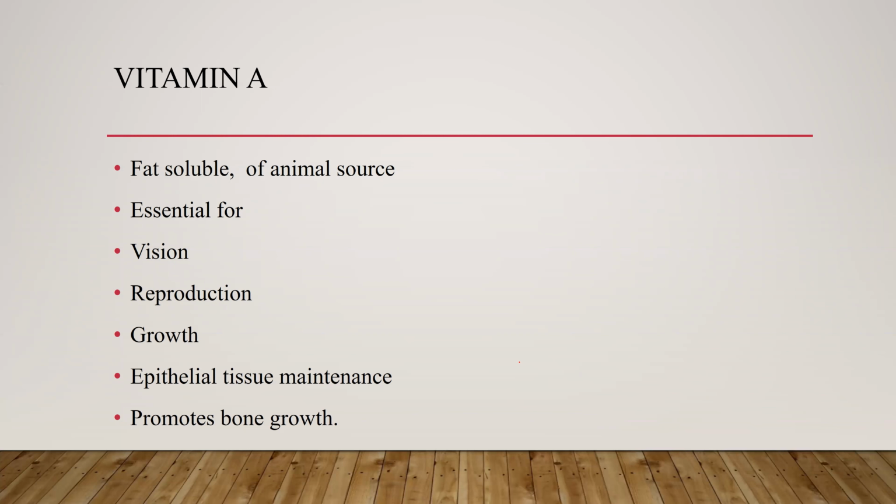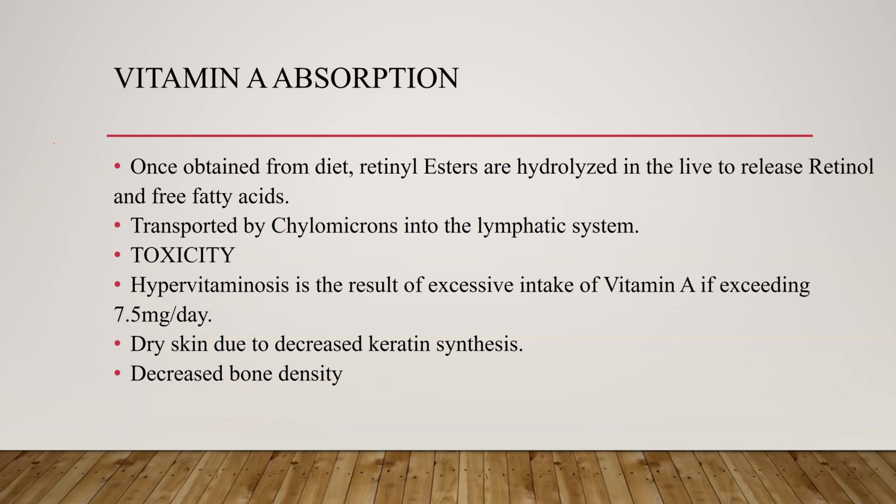So vitamin A is a fat soluble vitamin. It's of an animal source. It's essential for vision, reproduction, growth, epithelial tissue maintenance, and it promotes bone growth. Absorption: we obtain it from diet, and the esters, which are retinol esters, will be hydrolyzed. It will be hydrolyzed in the liver, and retinol will be released, and also free fatty acids. Then of course it will be transported by chylomicrons into the lymphatic system.